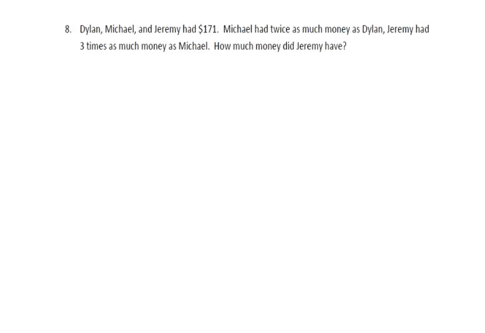With problem number 8, we're also going to use a tabular method to solve this problem and then set it up algebraically and solve it algebraically as well. Well, remember that Dylan, Michael, and Jeremy have $171. Michael has twice as much money as Dylan. Jeremy has 3 times as much money as Michael. And how much money then does Jeremy have?